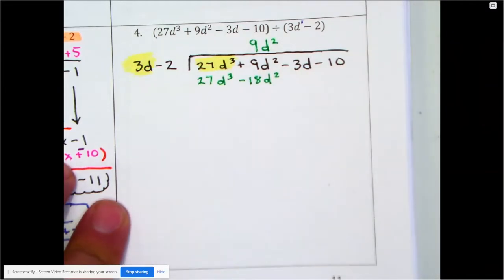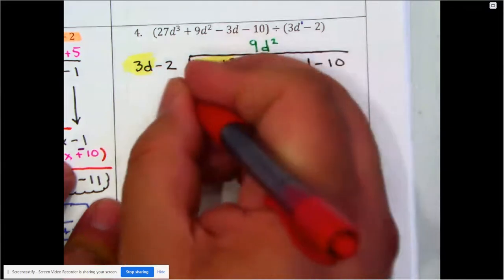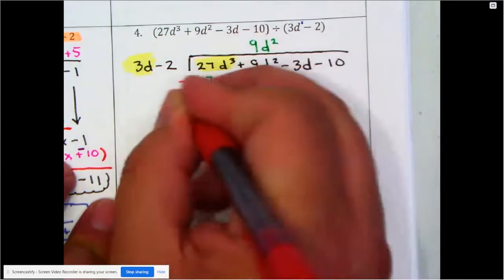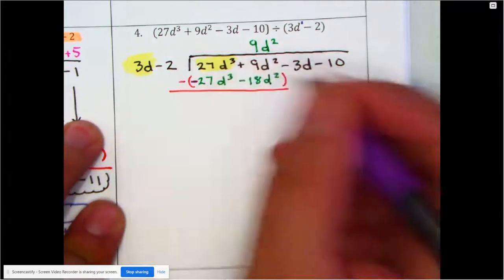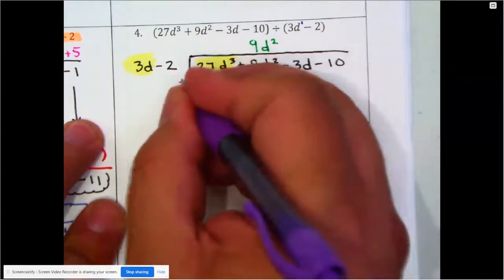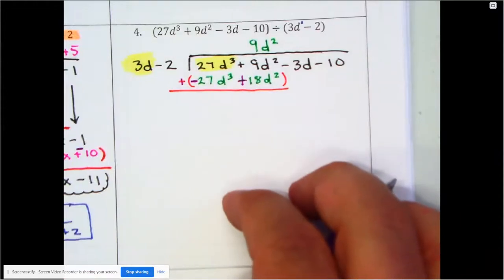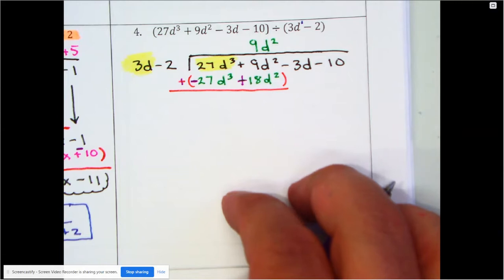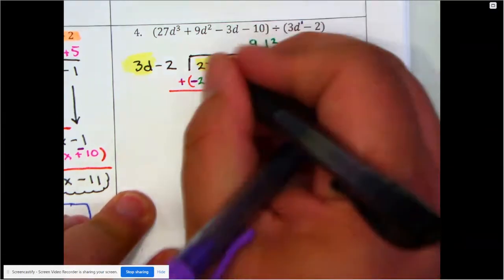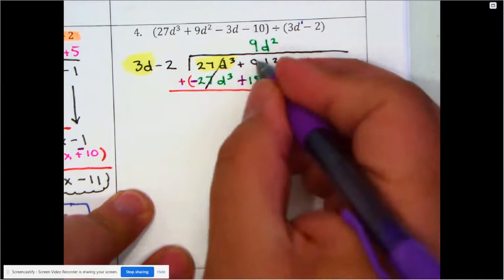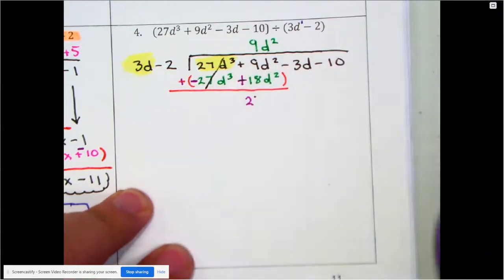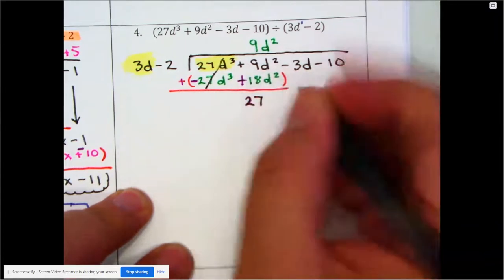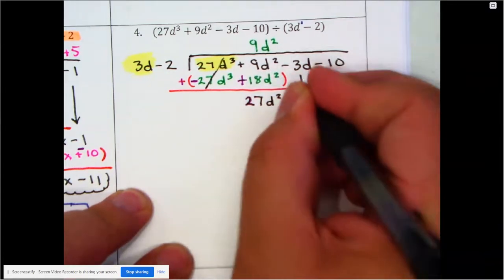All right, let's do our subtraction, which means I'm going to change all my signs here. So I'm going with the negative, and then this one becomes positive. There's all my sign changing. So my 27s are going to cancel out right away. And if my 27s cancel out, let's see, this is gone. 9 and positive 18 is now a 27. 27d squared, and I bring down that 3d.